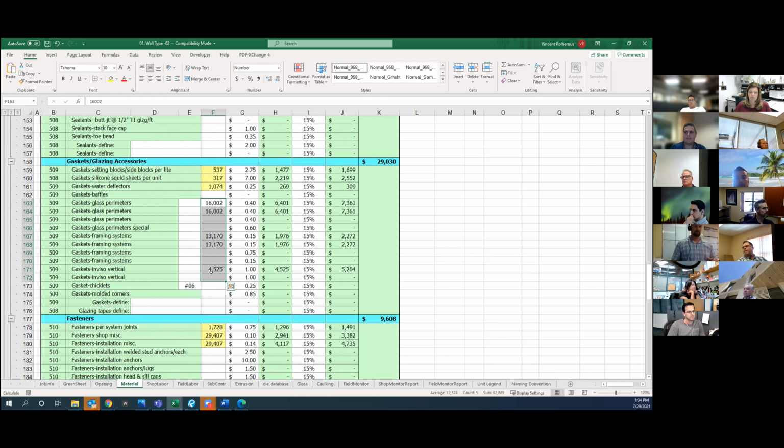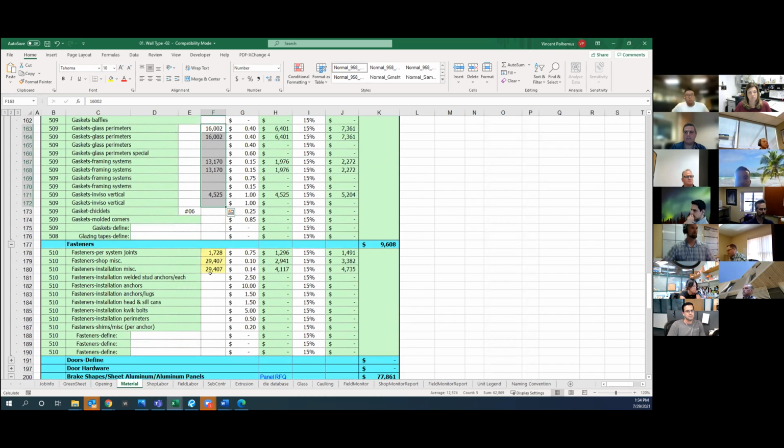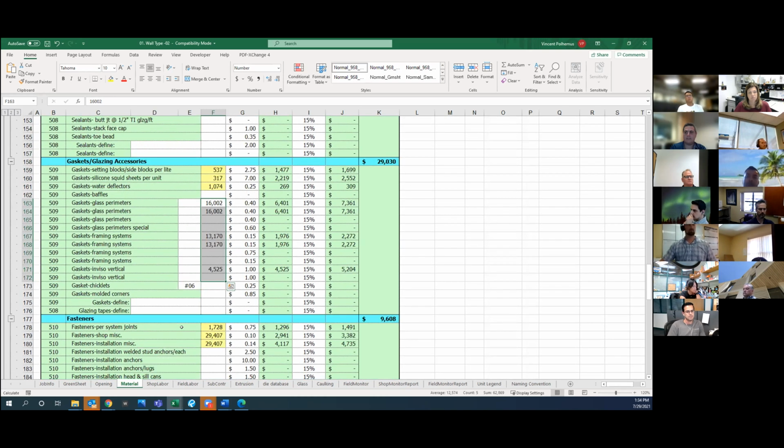And I mean all gaskets, not just the glazing gaskets, your stack joint gaskets, everything. So we're moving to that to keep it simple, because again, gaskets as a part of the whole job, it's just not a big component. Fasteners, same type of thing. Unless there's something weird with fasteners, we're usually looking at how many joints we have, and 75 cents a joint.